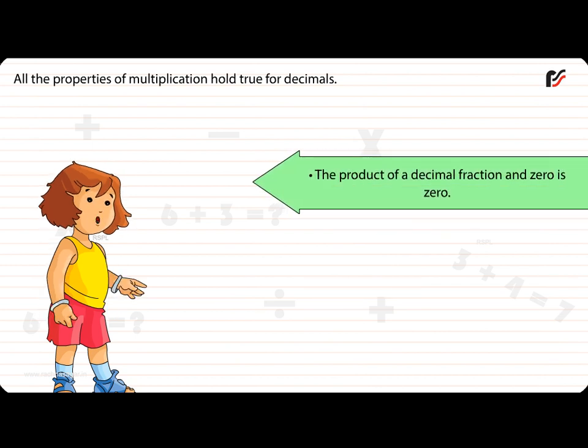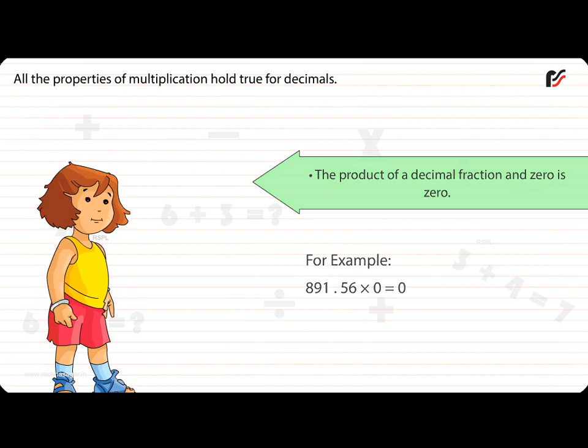The product of a decimal fraction and 0 is 0. For example, 891.56 multiplied by 0 is equal to 0.